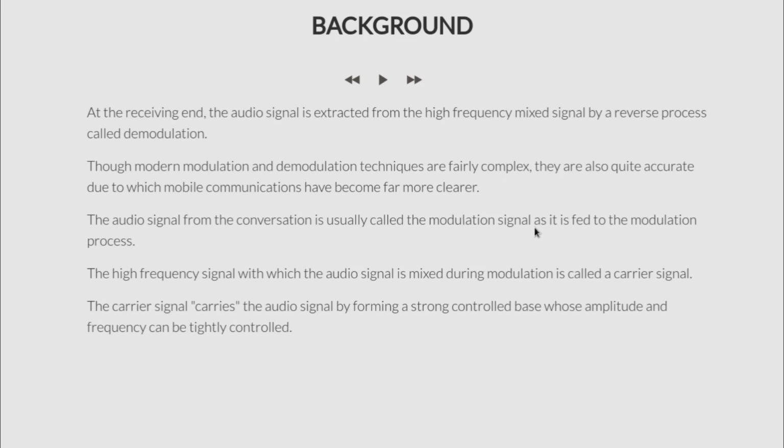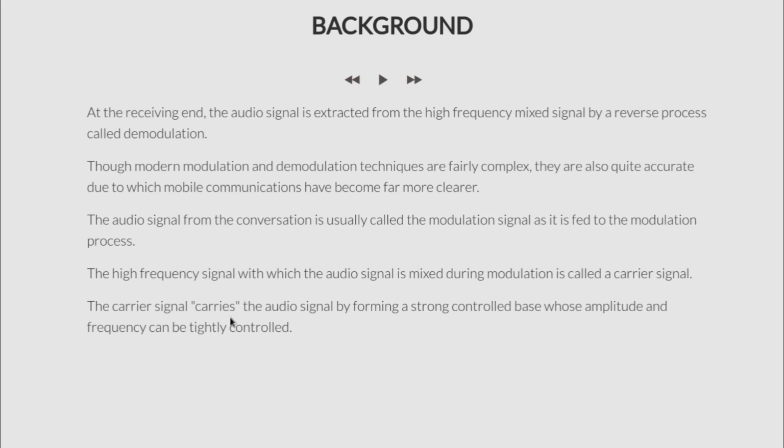That's just a definition. Now, the high frequency signal with which we are mixing this audio signal is called the carrier signal. So it is also an input to the modulation process because we are mixing it and feeding it to the modulation process. Right? Or rather, the modulation process is taking these two signals as an input and mixing them.